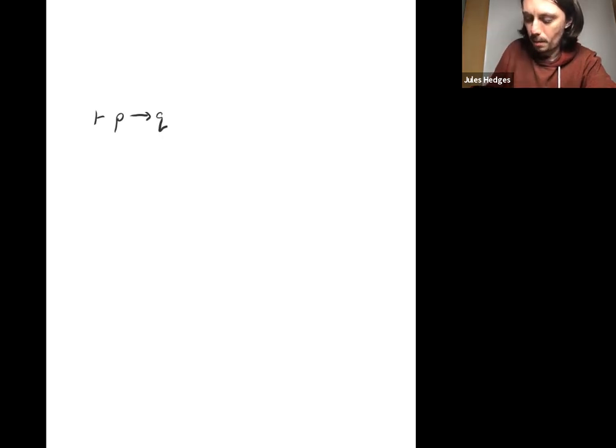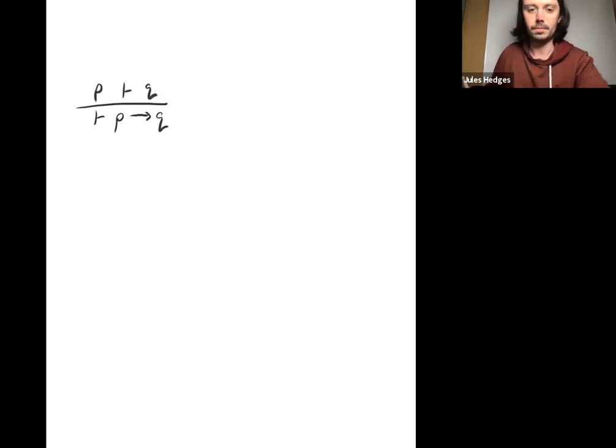The first connective we'll look at is implies. The introduction rule for implies is the one we already saw in the last video. Let me write it again. So it says, if we want to prove P implies Q, then we need to prove Q from the hypothesis P.